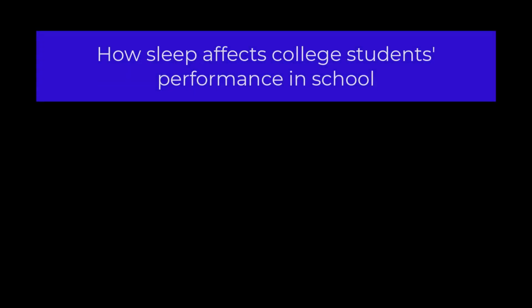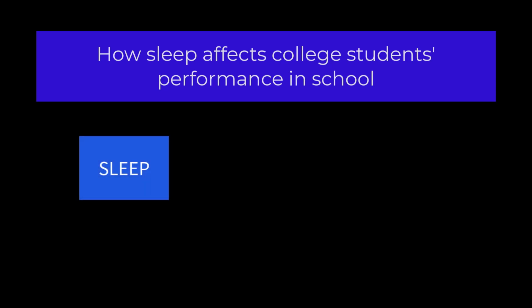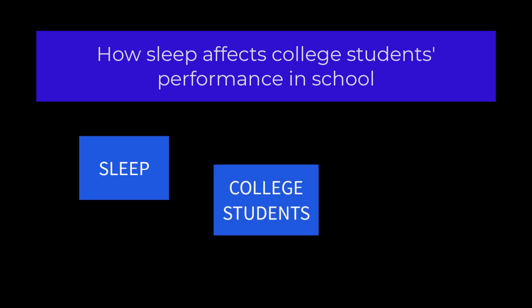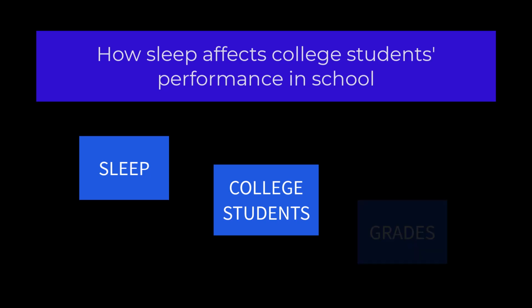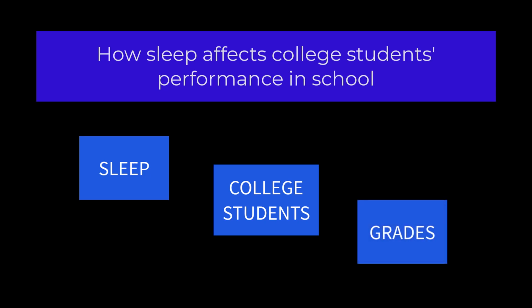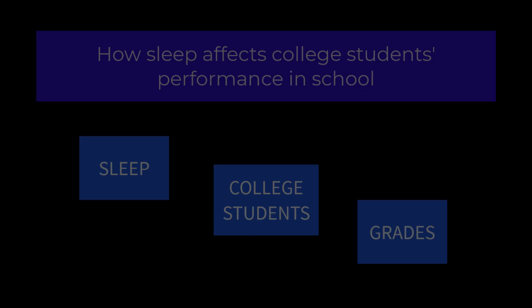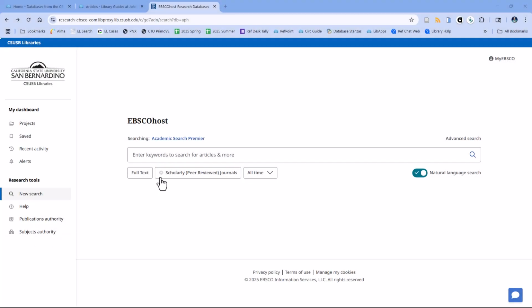I want to find articles on how sleep affects college students' performance in school. To begin, I'll need to choose a keyword or phrase for each aspect of my topic. One obvious keyword is sleep, and another is college students. For the concept of performance in school, I'll choose the keyword grades, because this is a common way of representing how well students perform. I'll type my keywords in the search box.